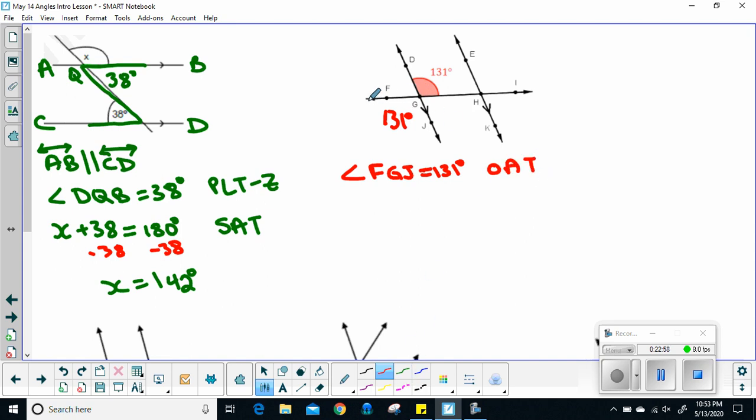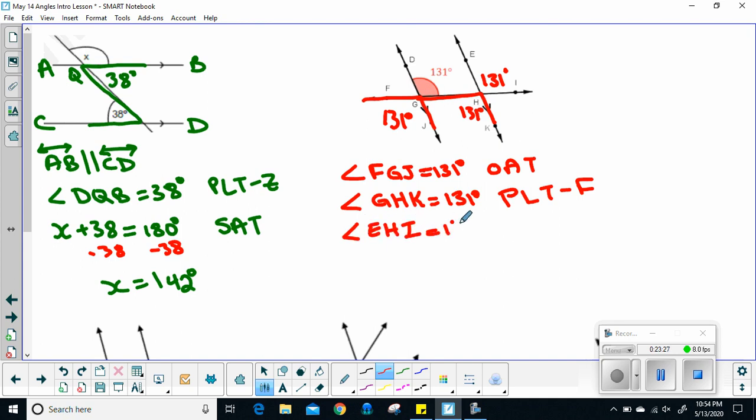And that means also, if I do my F pattern here, angle GHK also has to equal 131 degrees because I've got parallel line theorem and I just used my F pattern. So if this one's going to be 131 degrees, well, that means this one has to be 131 degrees as well. So angle EHI has to equal 131 degrees because it's now opposite to angle GHK. Nice. All right. So then that leaves me with all these other ones.